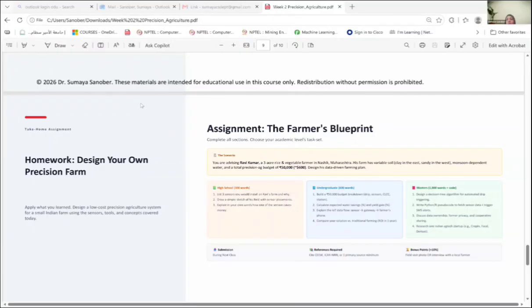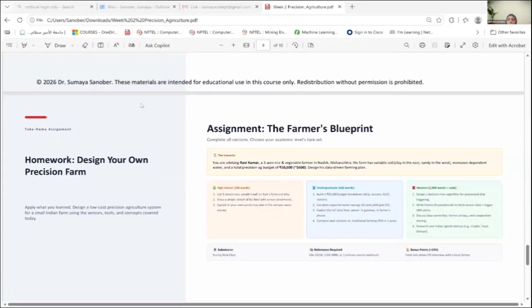Second, we will be estimating expected water saving and yield improvement. Third, we will be explaining how IoT data flows from the sensors through a gateway. Fourth, we are going to compare this with traditional farming and the farming that we do with the help of those sensors, right?